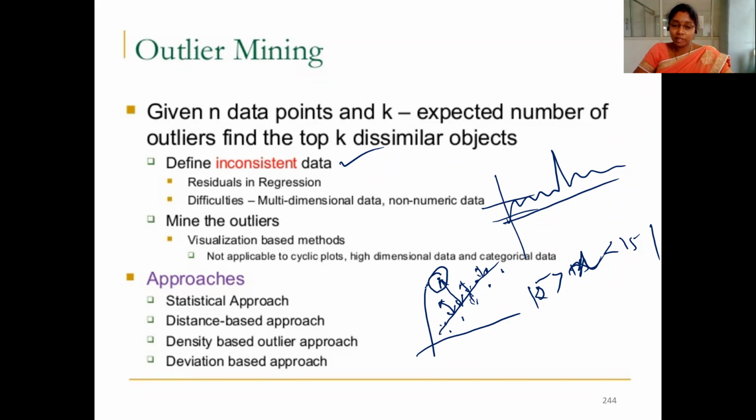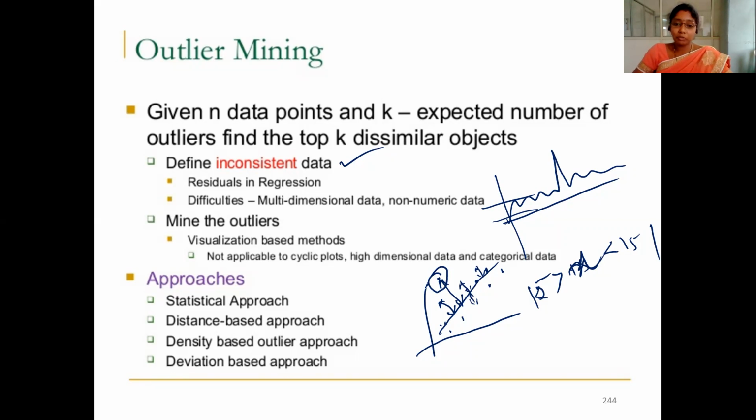But here we face some difficulties in identifying outliers, especially when we go with multidimensional data, and also when we deal with categorical data. Whenever we go with multidimensional data or categorical data, it is very difficult to identify such deviations in the data. So we need to go for some other tougher techniques for identifying the outliers.